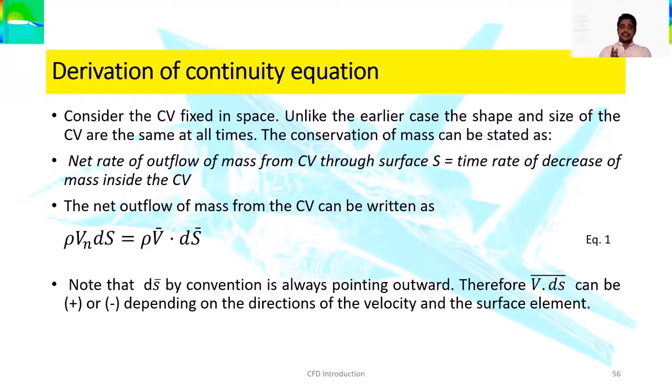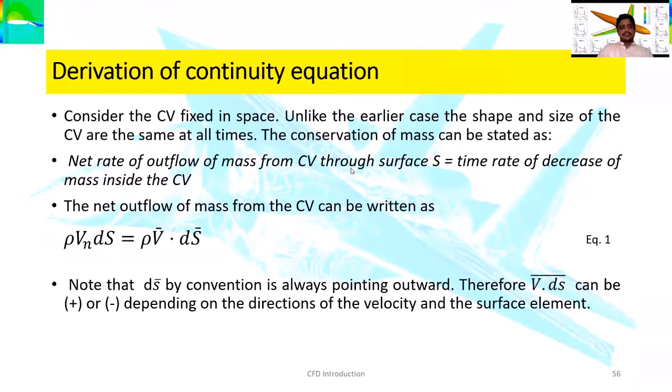So what is the net rate of flow of mass from the control surface is equivalent to the time rate of decrease in the mass inside the control volume. So the basic equation we are applying here is conservation of mass, that is net rate of outflow of the mass from the control volume through the surface S is equal to the time rate of decrease of mass inside the control volume, right? Make a note of this statement or understand this point. Net rate of outflow of mass from the control volume through surface is equal to time rate of decrease of mass inside the control volume.